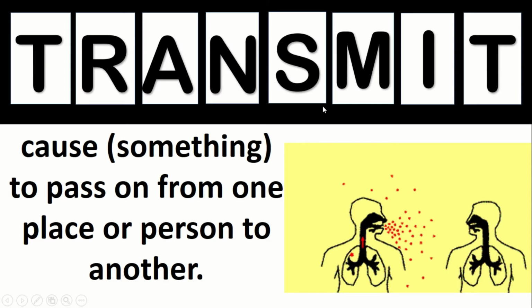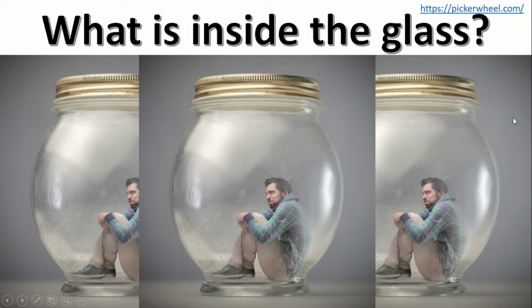So we have now the 3 words of the day. Number 1 is, very good, absorb. Number 2 is, correct, black. And number 3 is transmit. Very good. So we will encounter these words as we go along with our lesson. Now let's play another game. This is the game, what is inside the glass? So now I am holding a glass, and you will identify or guess what is inside the glass that I'm holding.